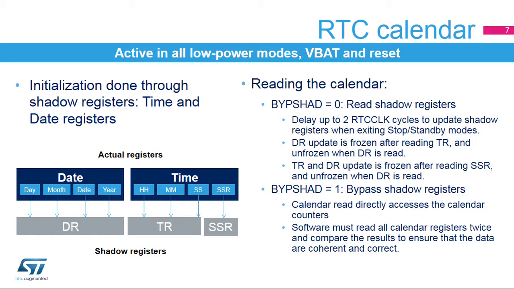When the bypass shadow register's control bit is cleared, the shadow registers are read. The advantage of this mode is that it guarantees that all three registers are consistent. When the time register is read, the date register is frozen until it is read. When the sub-second register is read, the time and date registers are frozen until the date register is read.